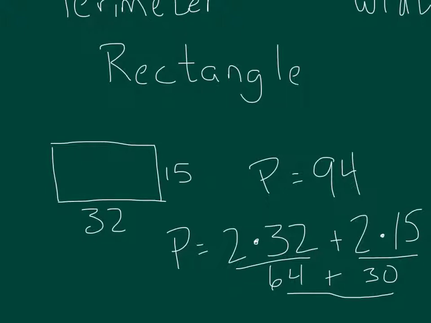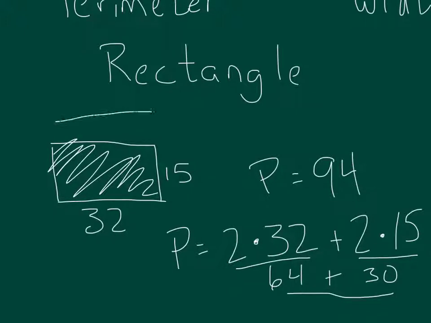So, when we're talking about perimeter, it is just the outside. Again, we are going to be getting into area, which is everything that would be inside the rectangle. But right now, we're just talking about everything that's on the outside.